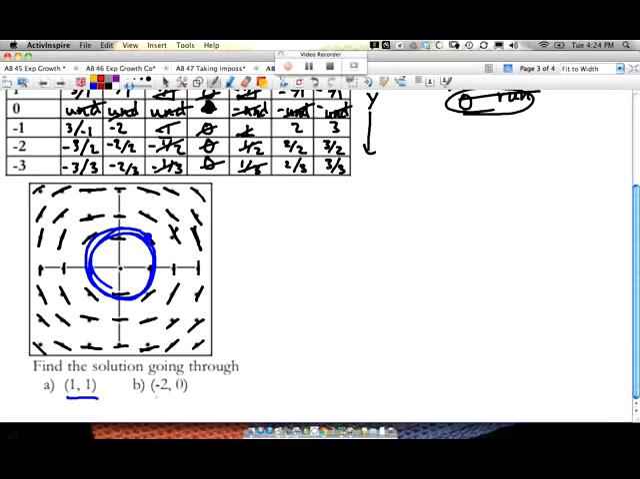And then if I were to try to figure out what's the solution that goes through -2, 0, so -2, 0 would be right here. That looks very circular too if I kind of follow these lines. It's got that circular flow. So those would be my 2 solutions.